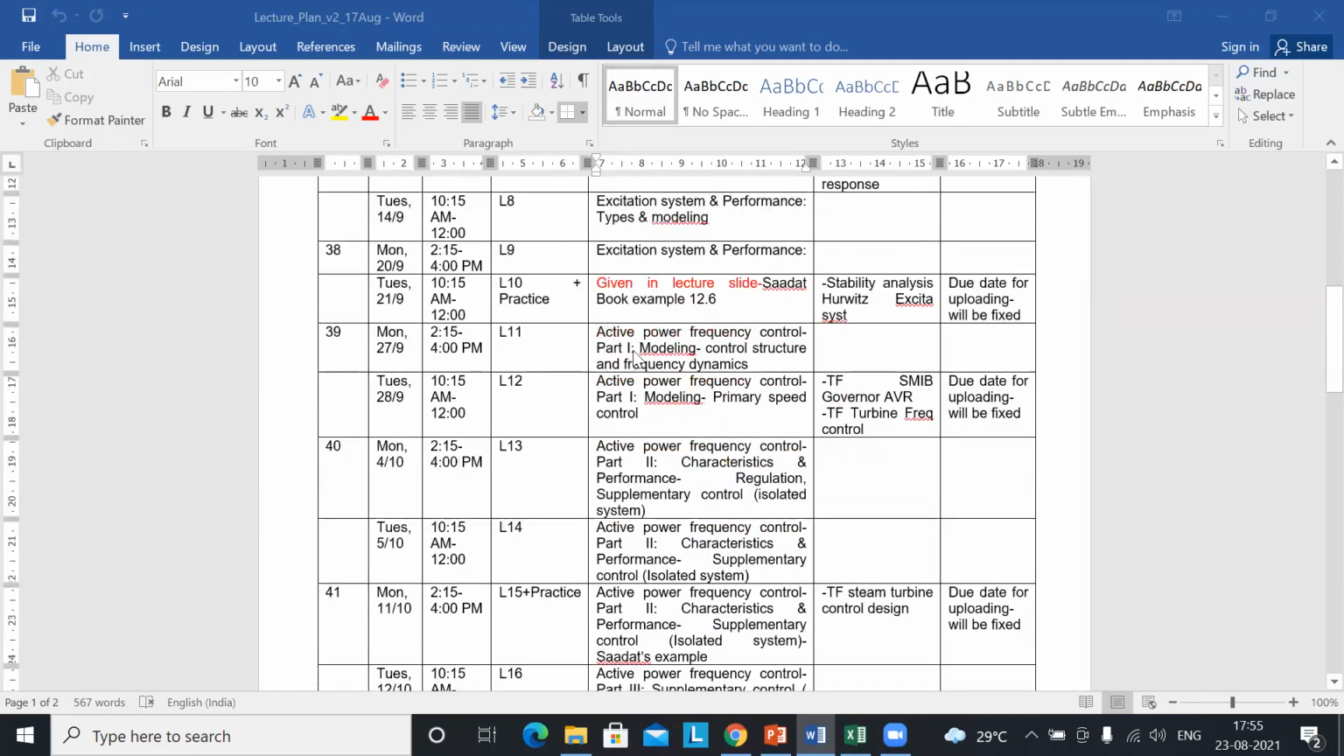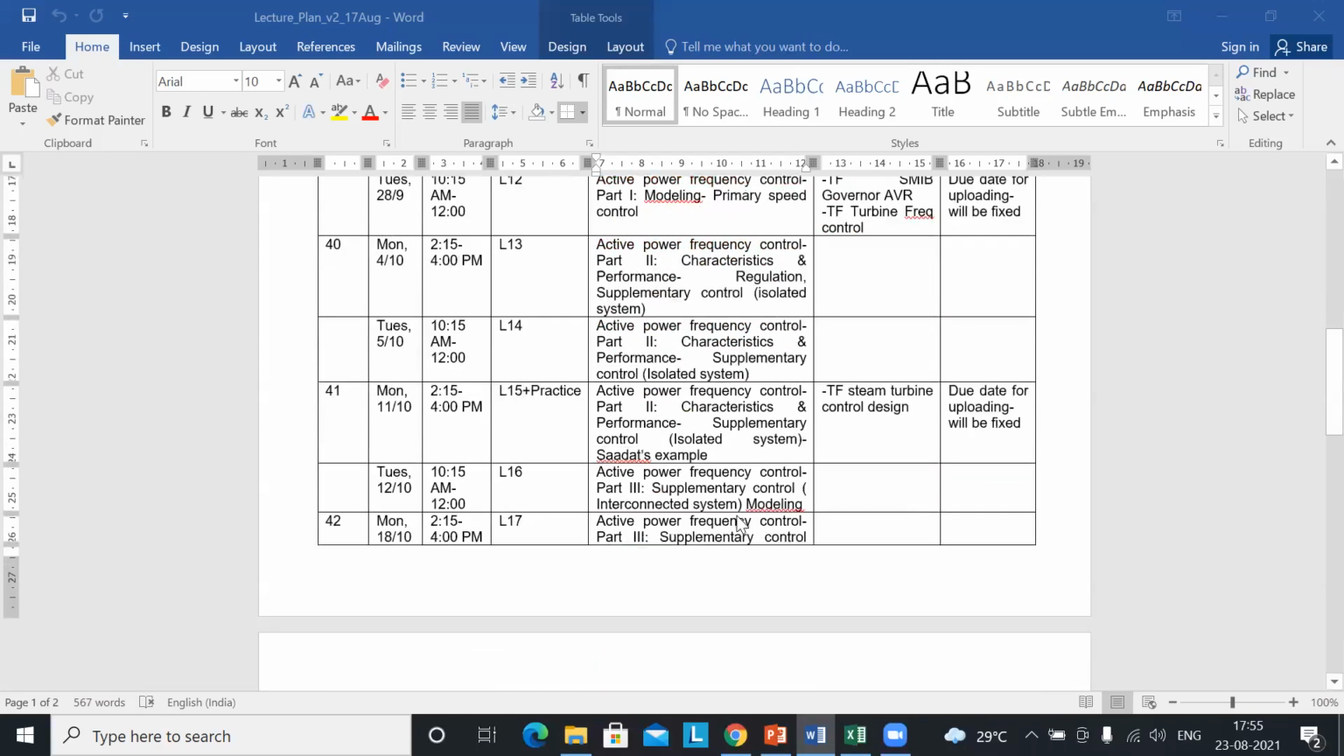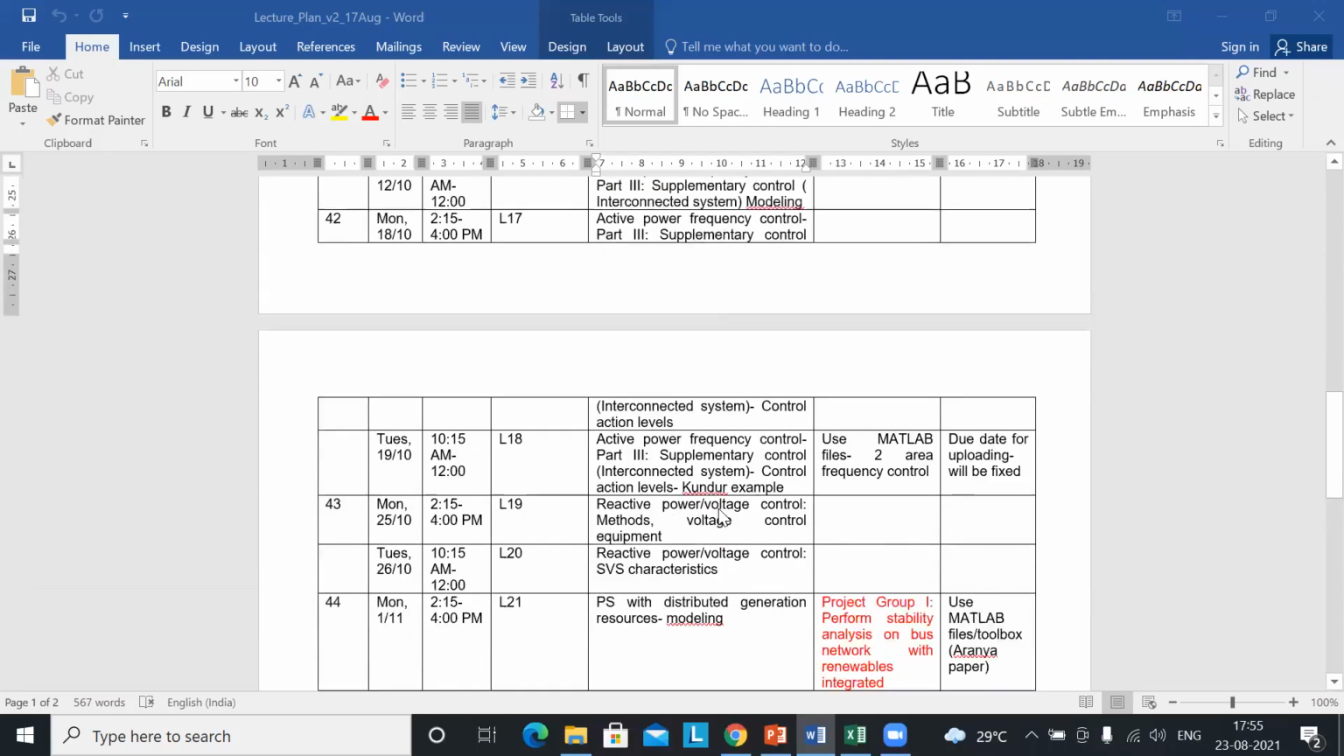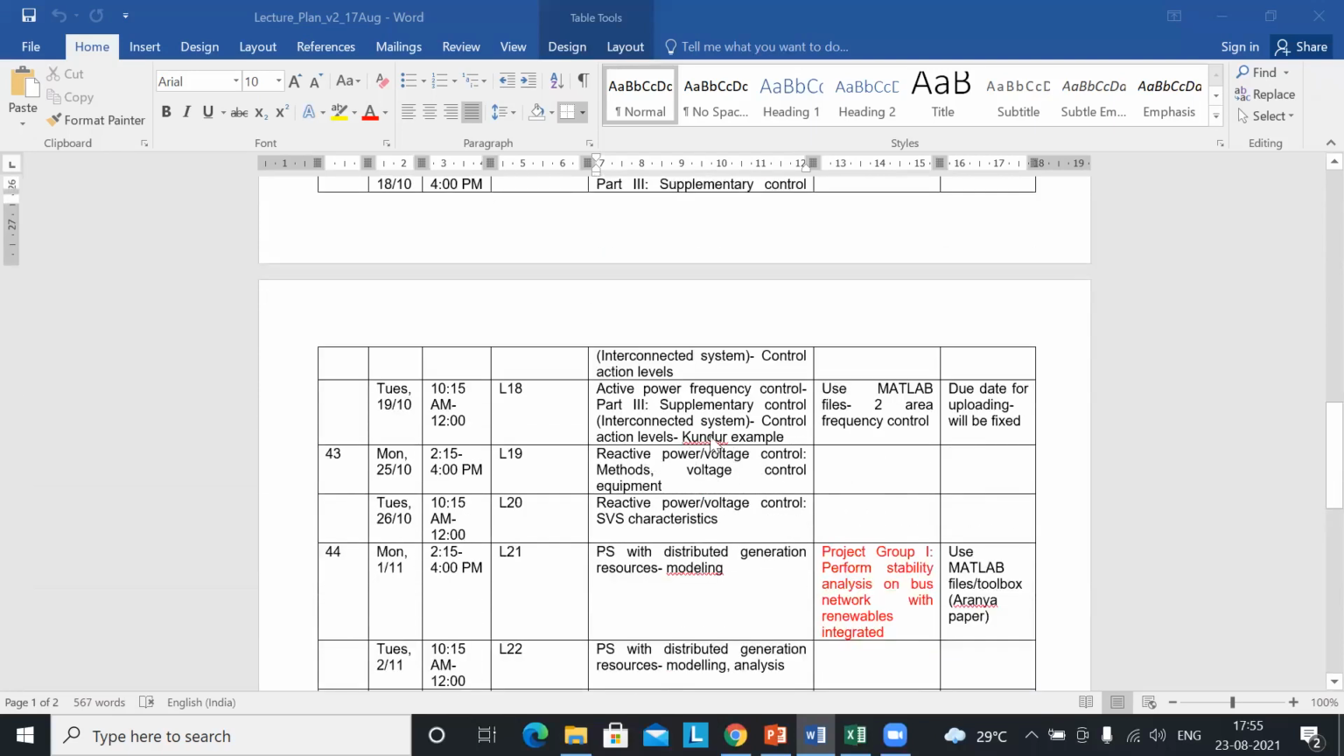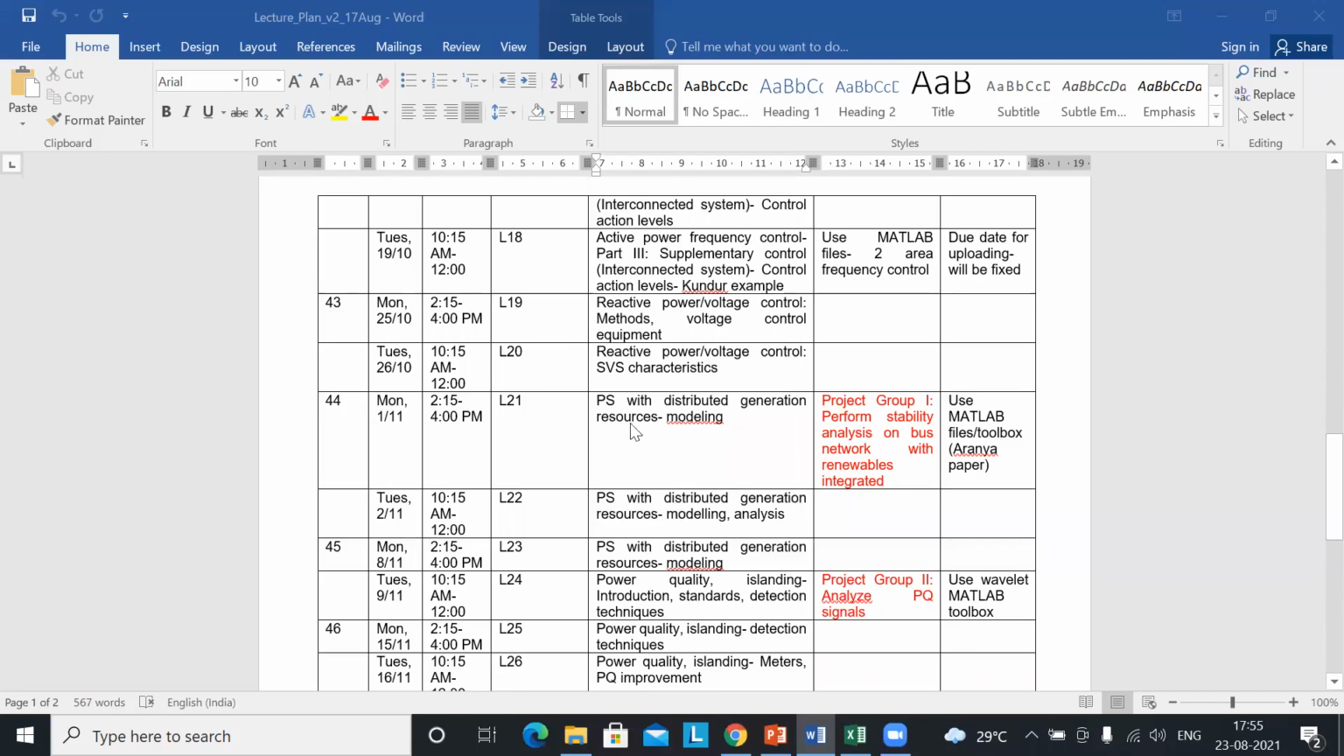Then the next topic I have is on frequency control. Again, there we have different parts. One is how to model it, then primary speed control, and then characteristics, regulation part, supplementary control, and so on. Next, we move on to the topic on voltage control, or the reactive power control in a network. And then some topics related to modeling of the power network with renewable resources integrated.